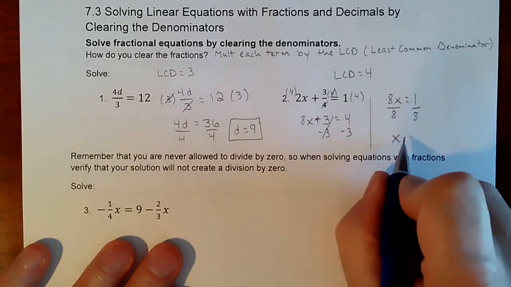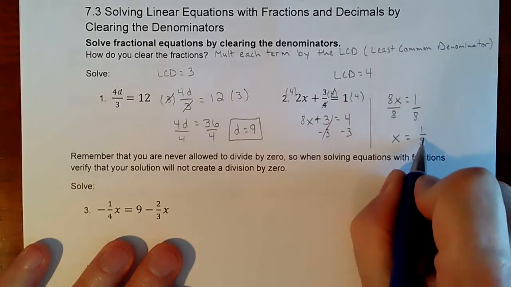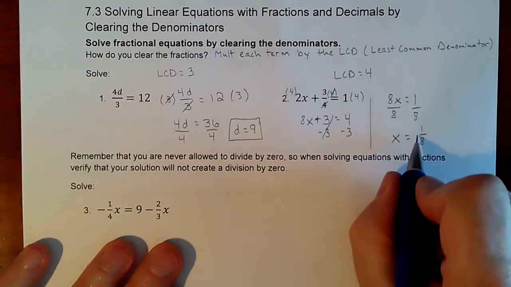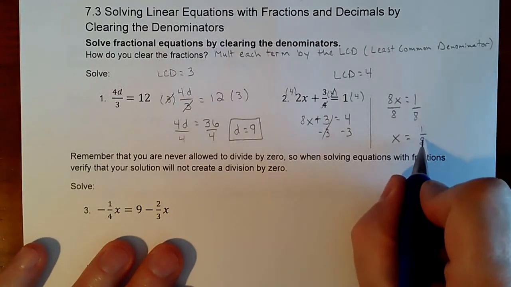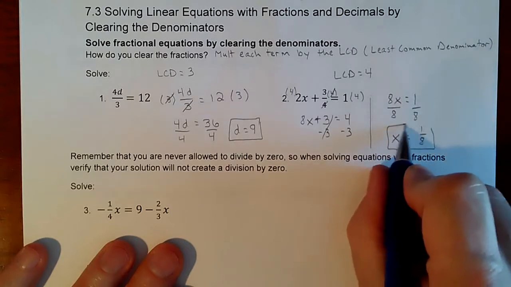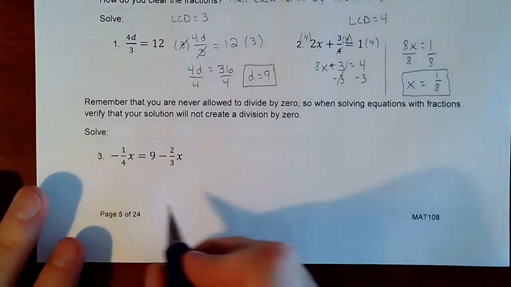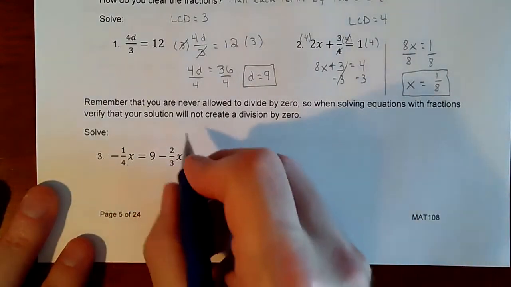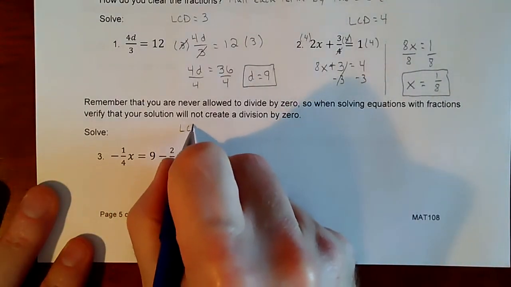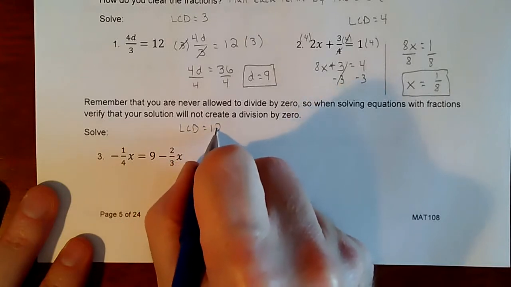And like I said, your final answer might still be a fraction. Not every time, but sometimes. But I didn't have to deal with that at all until the very, very end. So, okay. And then on this one, I have a 4 and a 3. So my least common denominator is going to be 12.